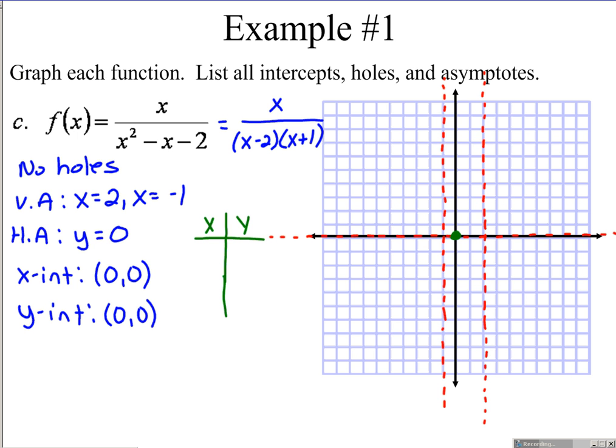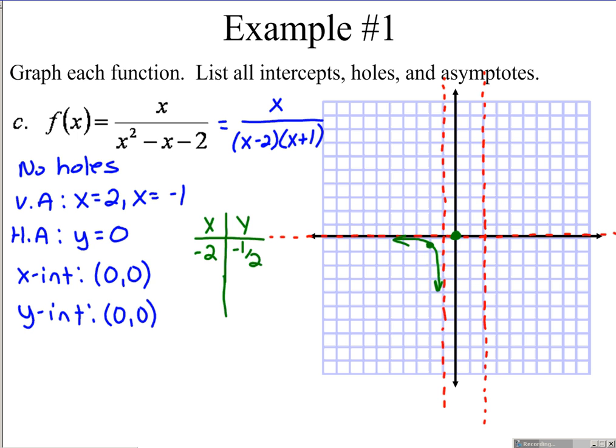So let's go to the left of -1. If I go to the left of -1 and put in -2 into this function, we're going to get -2 divided by -2 squared, which is 4, plus 2 is 6, 6 minus 2 is 4. We get -1/2 out. So put a point at -2, -1/2. So that means in this far left section, we're approaching the asymptote line here and here.